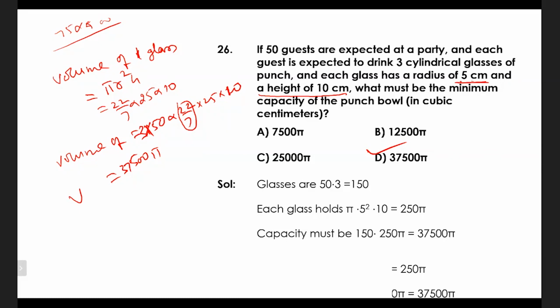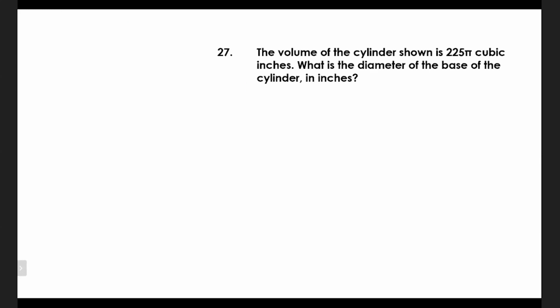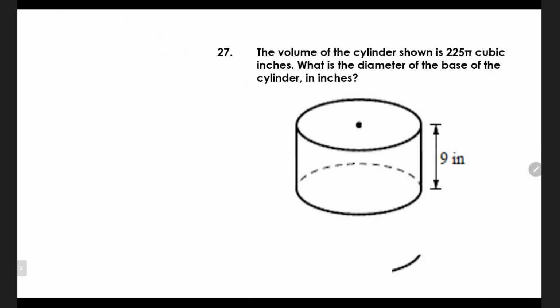Okay, let us go to the next question. The volume of a cylinder shown is 225 pi cubic inches. Height is given as 9 inches. What is the diameter of the base? Very, very simple question he gave. So volume is pi r square h, that is equal to 225. H is given as 9. So pi r square into 9 is 225.